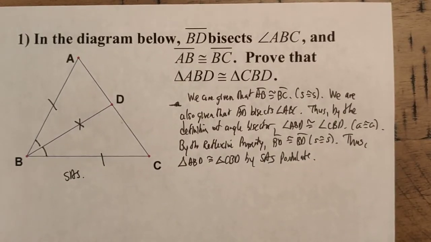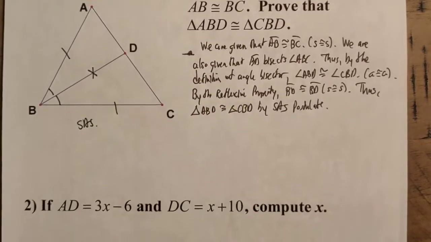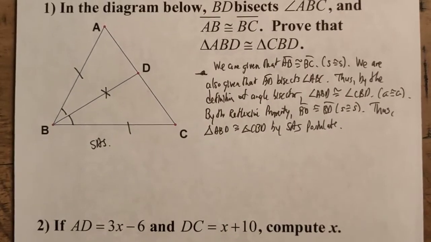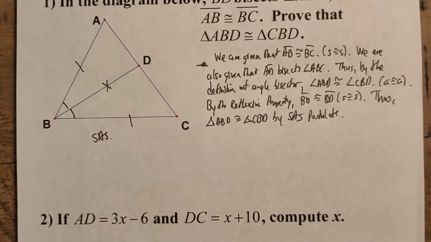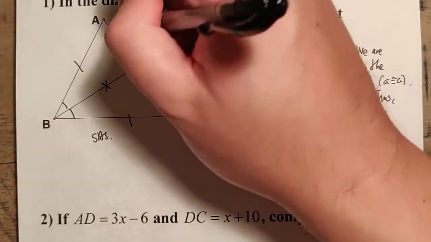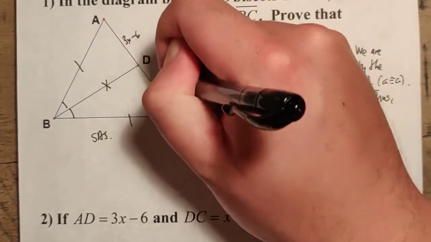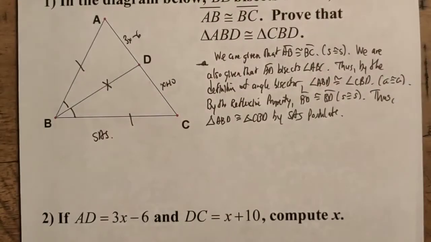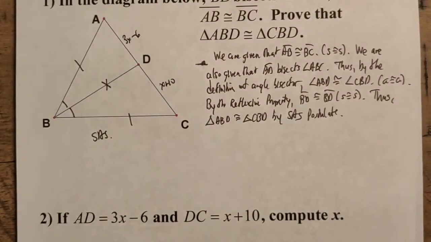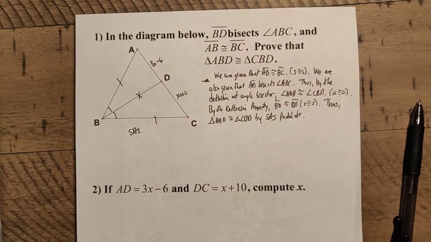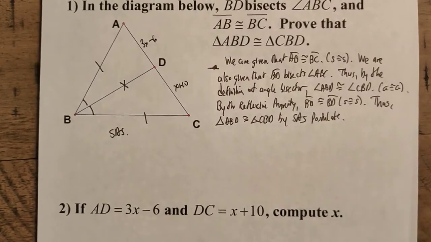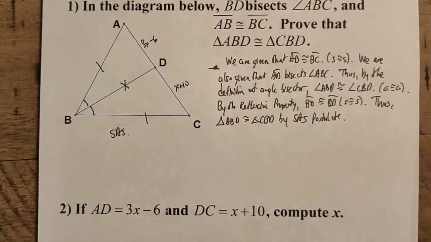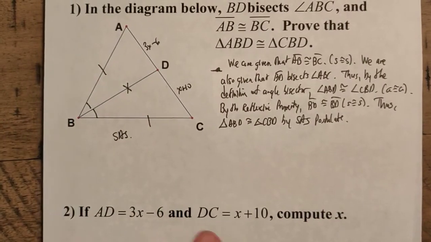Okay? So now let's take a look at the next part. There's a follow-up here. The follow-up asks, if AD is 3x minus 6 and DC is x plus 10, compute x. Okay, so let me label that here. Now wait a minute. I don't know anything about what's going on here. This is a little bit confusing to me because we don't have this information here, right? And yet, well, let's see here. We've just shown that these two triangles are congruent, so it kind of makes sense what's going on.